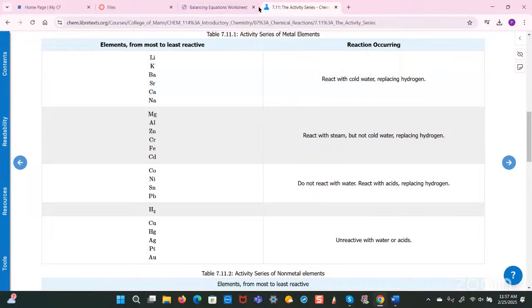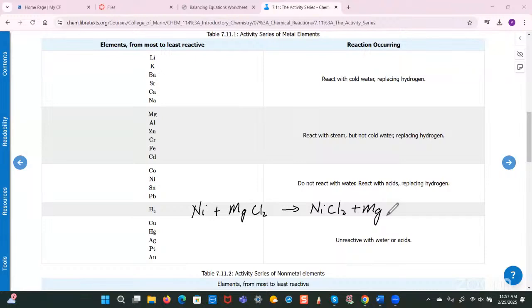So let's say I write this down. Nickel plus MgCl2 to form NiCl2 plus Mg. Let's say I give you that equation and I ask you, based on the activity series, will that reaction occur? Well, the answer is based on the fact that, according to the series, the element that is higher will displace the one that's lower from its compound.